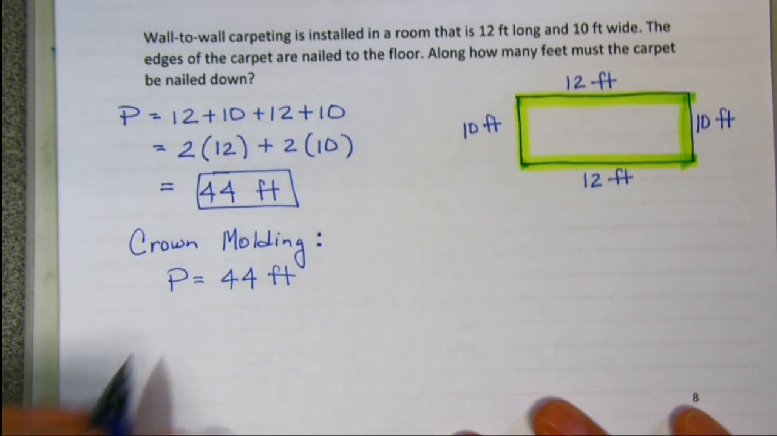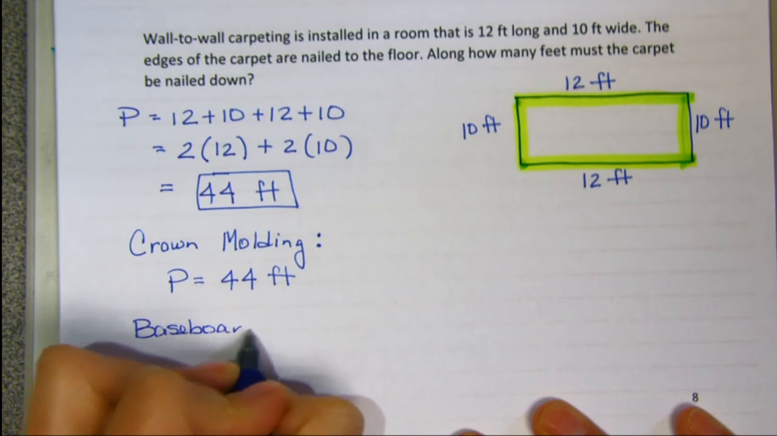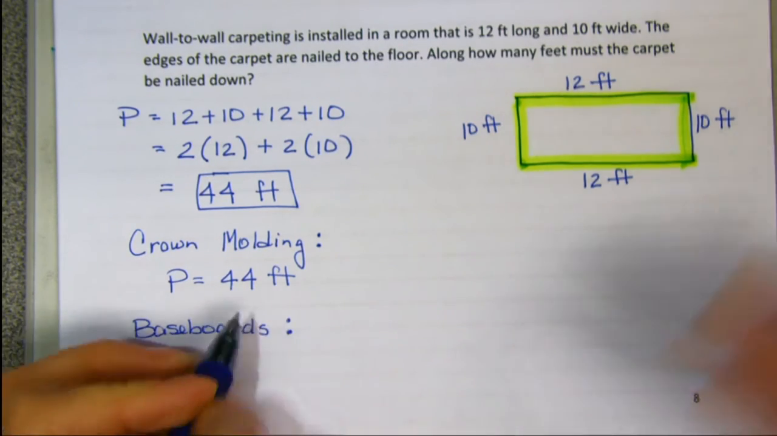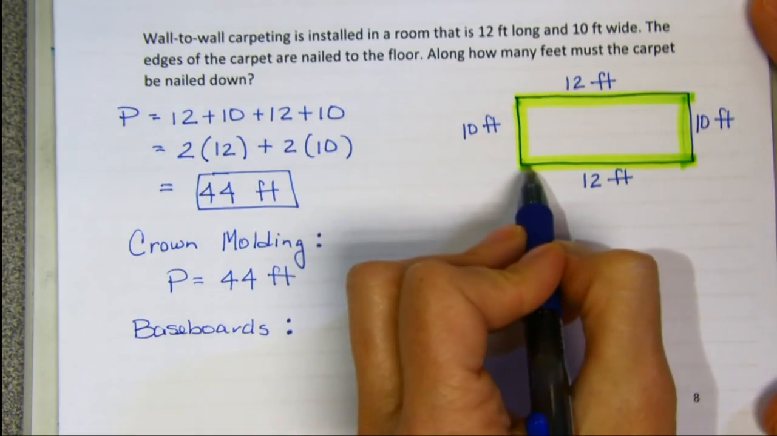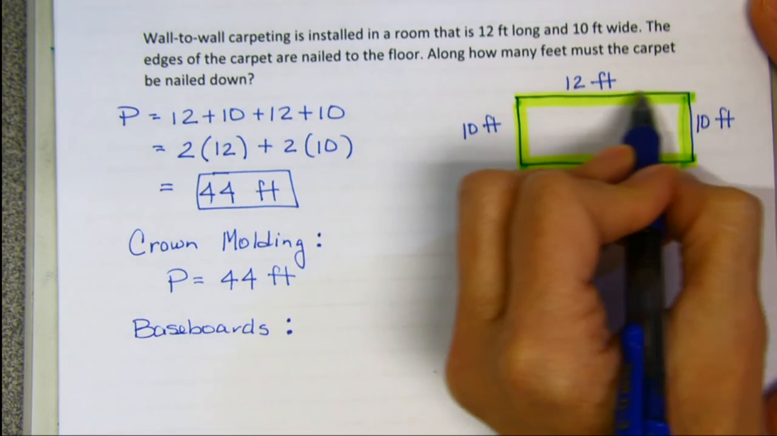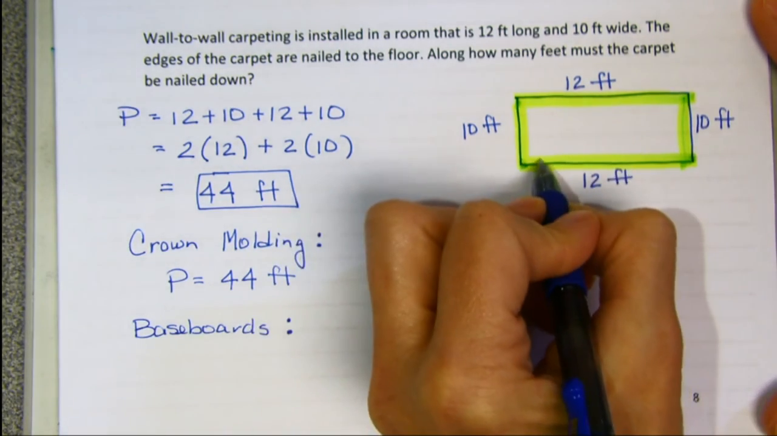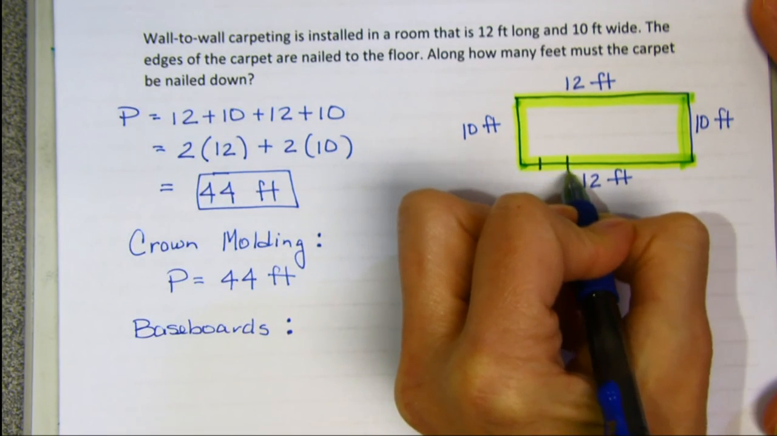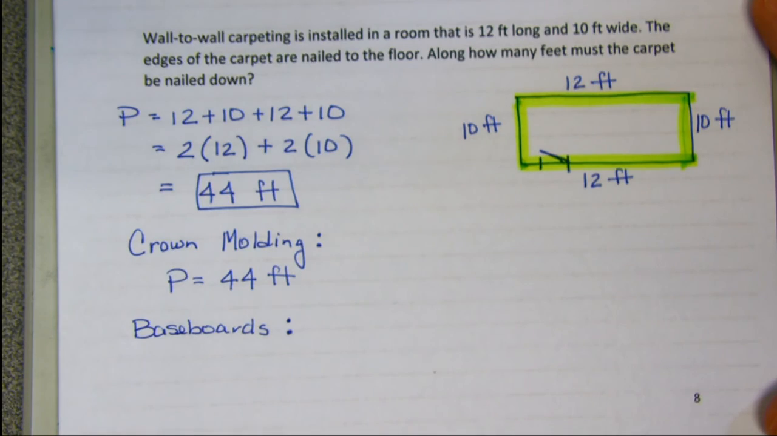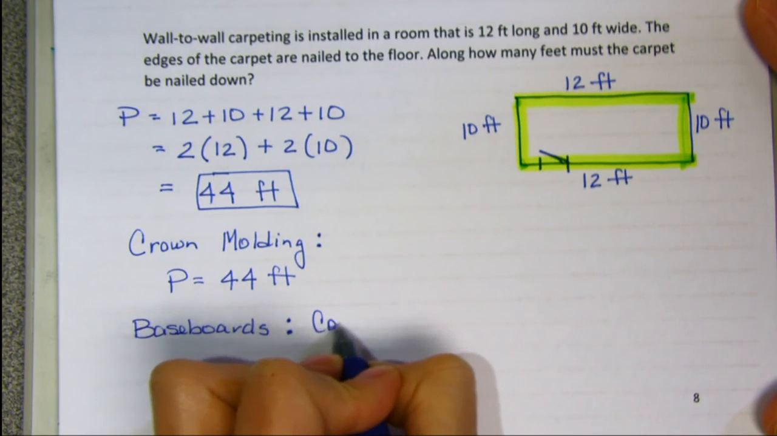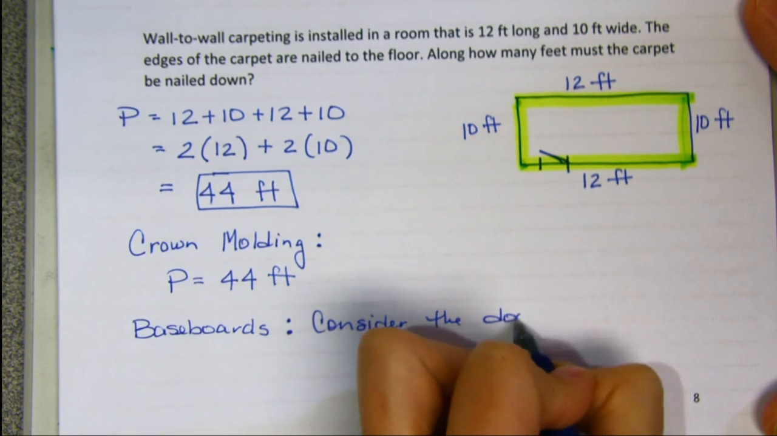Now, what if we were talking about baseboard? So baseboards. All right, so baseboards, think of this as a floor again. Baseboards are what goes around the edge of the bottom of the wall near the floor. But with baseboards, you have to be careful because you never install baseboards across wherever your doorway is, okay? So you have to be sure that you consider the doorway.